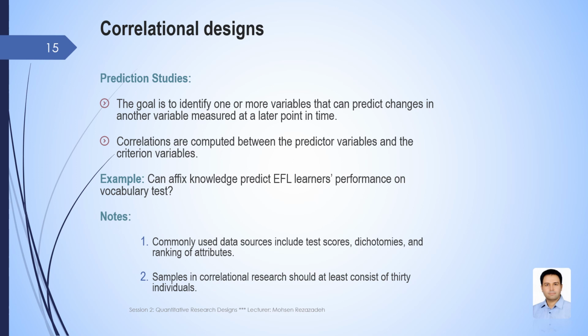That is, if variables are strongly related, we can often predict the likelihood of the presence of one from the presence of the other. Like in the example, we can predict the likelihood of their vocabulary knowledge from the presence of their affix knowledge. This is the meaning of prediction study.